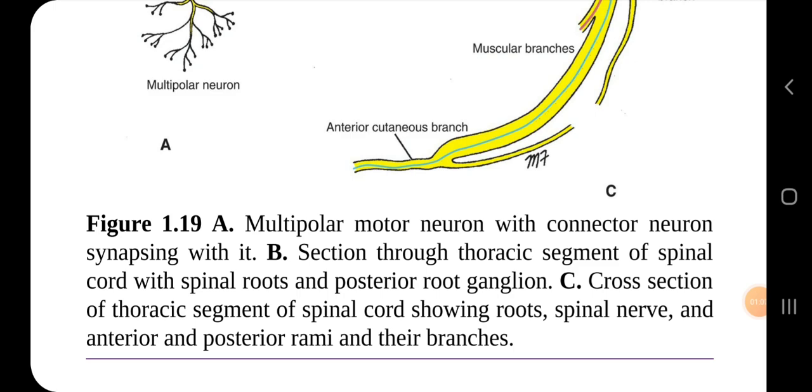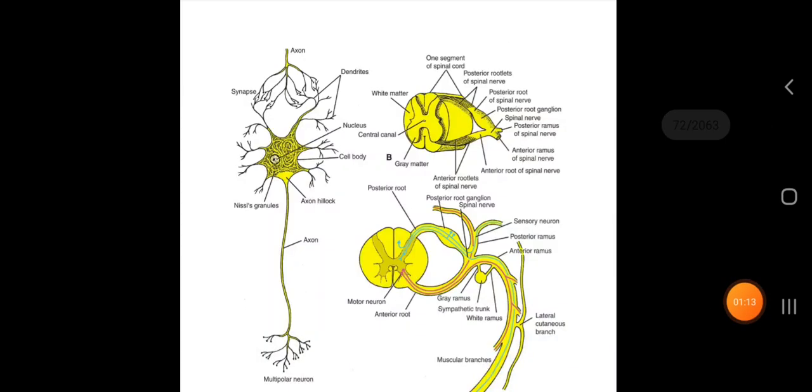This is the figure 1.19. A multipolar motor neuron with a connector neuron synapsing with it. The multipolar neuron showing the presynaptic neuron with the axon synapses and the postsynaptic neuron showing the cell body, nucleus, nucleus granules, axon hillock and axon and the dendrites.